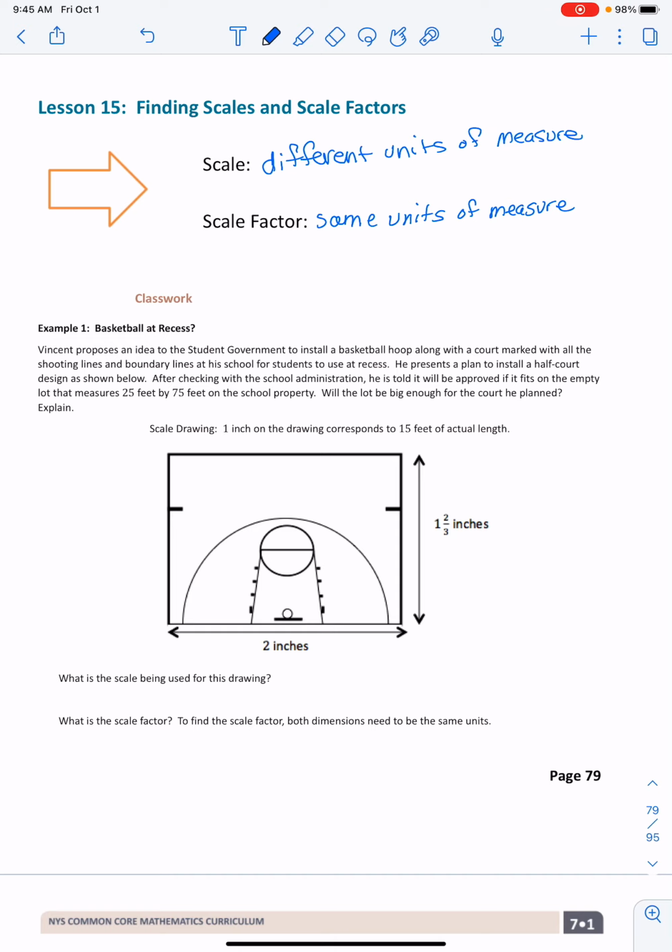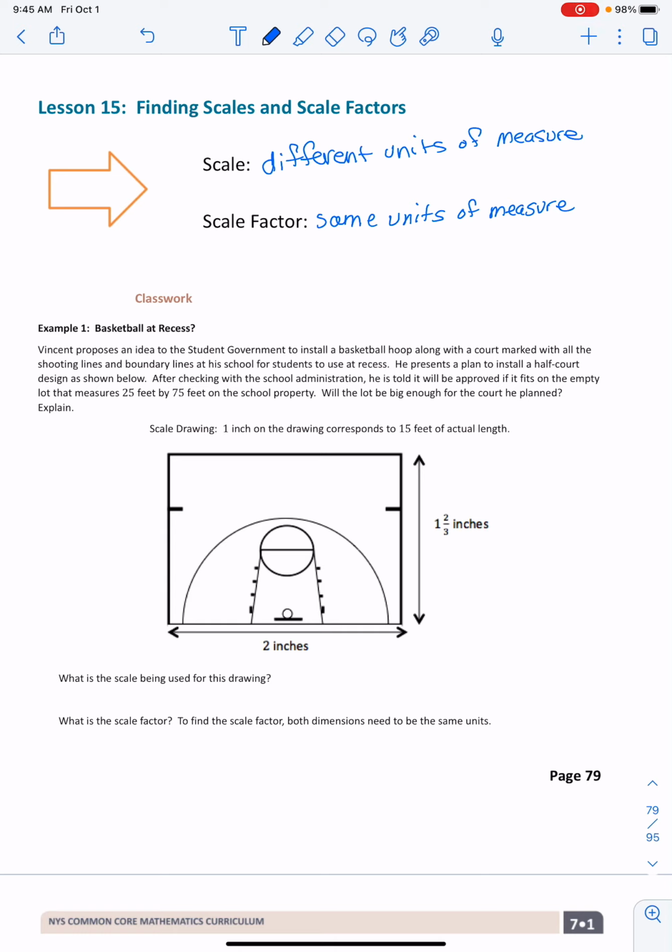So it says, Vincent proposes an idea to the student government to install a basketball hoop along with a court marked with all the shooting lines and boundary lines at his school for students to use at recess. He presents a plan to install a half-court design as shown below. After checking with the school administration, he is told it will be approved if it fits on the empty lot that measures 25 feet by 75 feet on school property. Will the lot be big enough for the court he planned? Now, as I said, all we're going to do is find the scale and the scale factor.